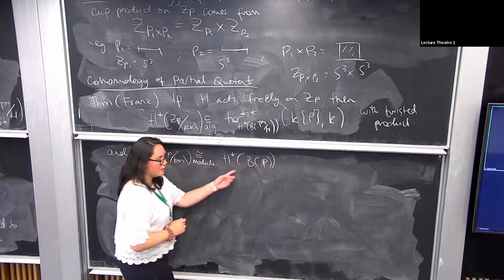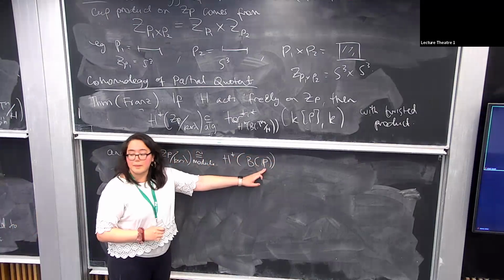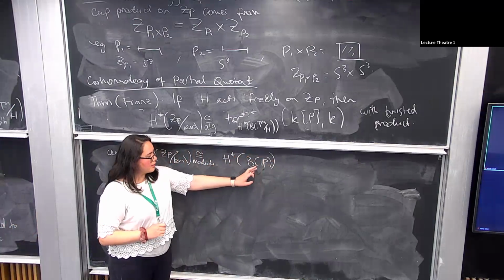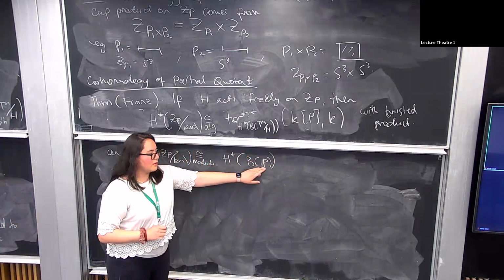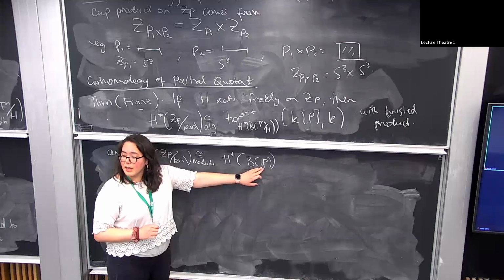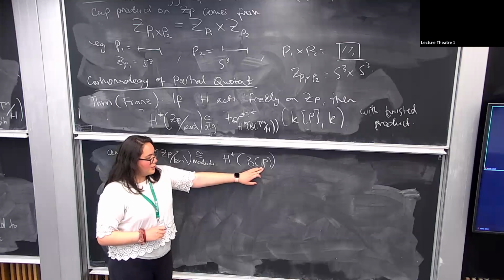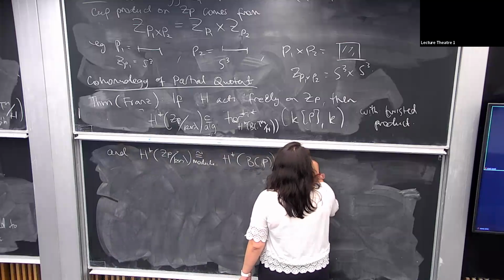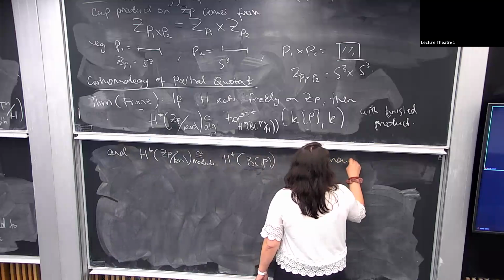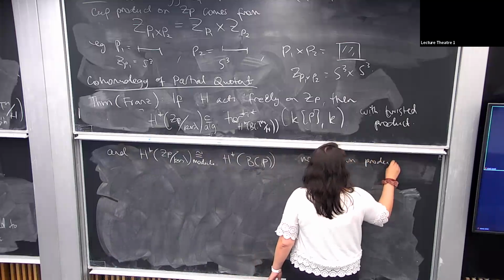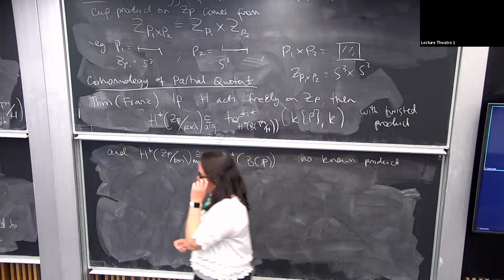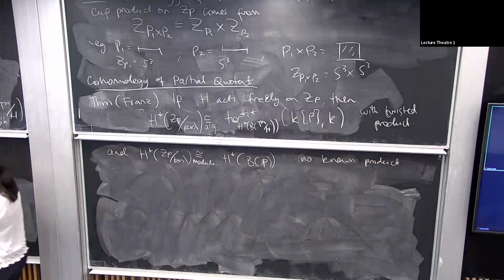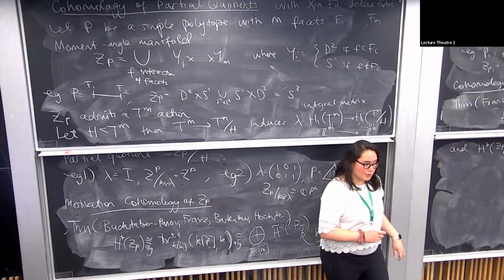To an object equal to B, in this case it would be P, and single quotients all the way through. So this is an object, and it does contain a lot of the combinatorics of P as well. But unfortunately, we do not know a product here. So no cup product.